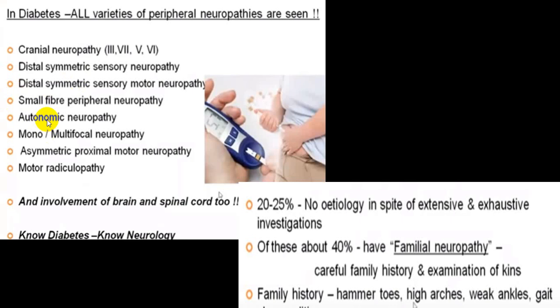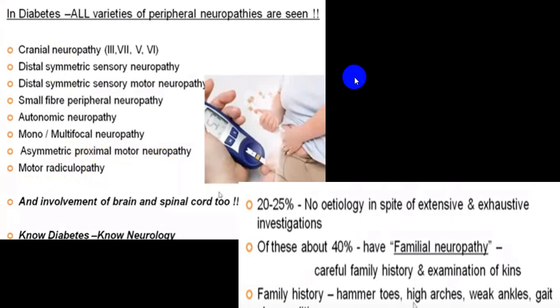You can have an autonomic neuropathy. You can have a mononeuropathy variety or a multifocal variety, which we call mononeuritis multiplex. You can also have an asymmetrical proximal motor neuropathy in diabetes. Here, not a small fiber, you will have a big fiber, or large fiber, getting involved. And you can have a pure motor radiculopathy. You can see a wide variety of involvement.